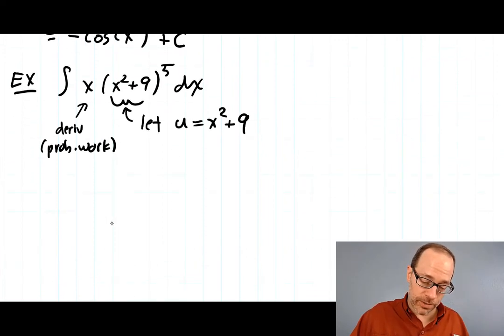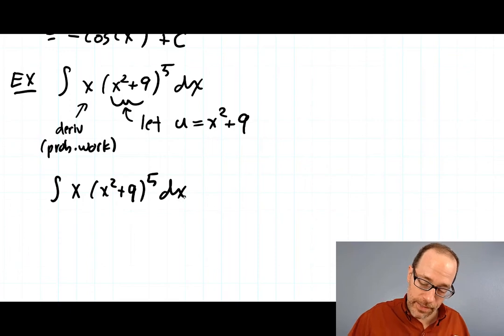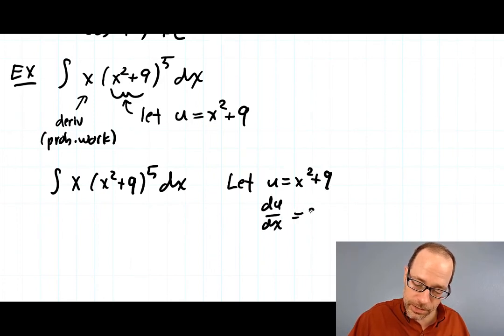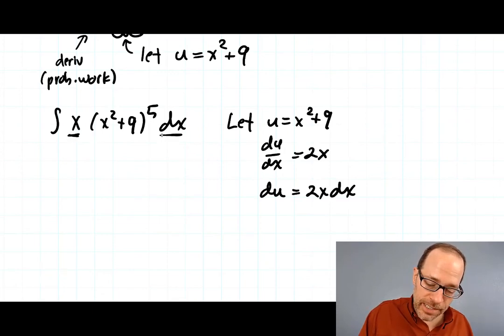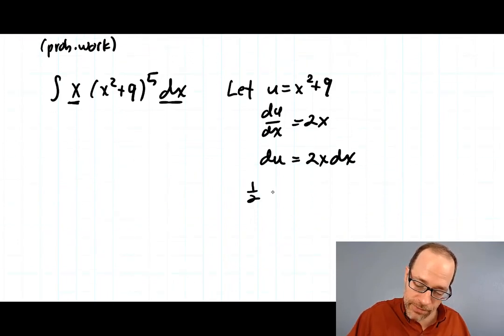All right, so let's try it. So the integral of x squared plus 9 to the 5th dx. I'm going to let u equal x squared plus 9, so that du dx is 2x. And that lets me solve for du as 2x dx. Now, I just see x dx over here, not the 2, so I'm going to move it to the other side. 1/2 of du is x dx.